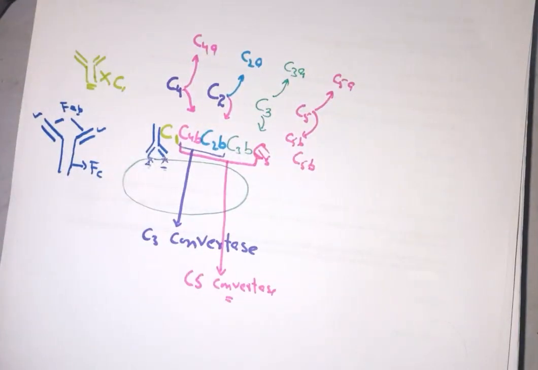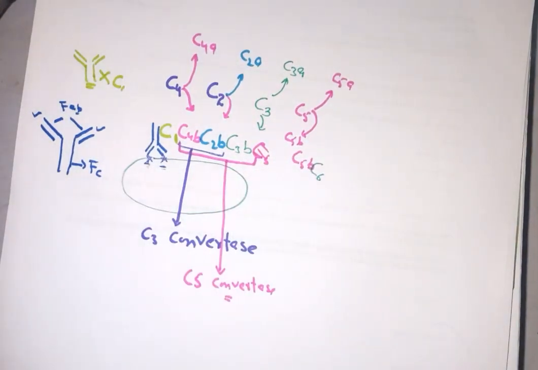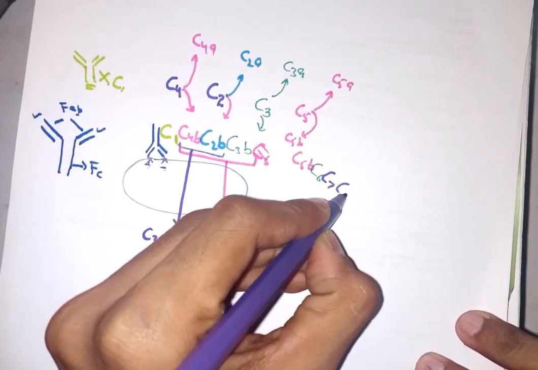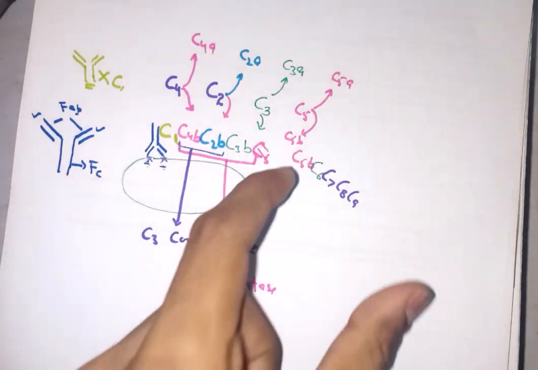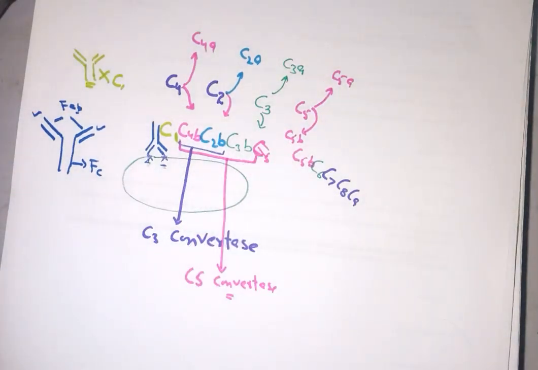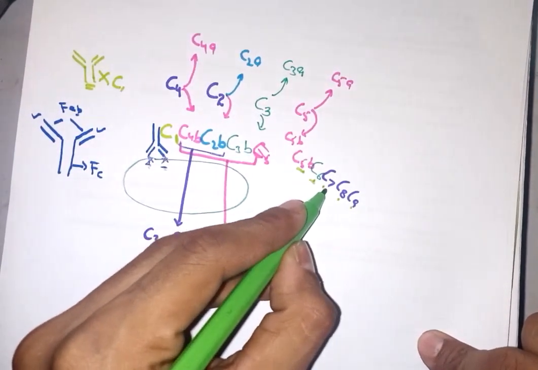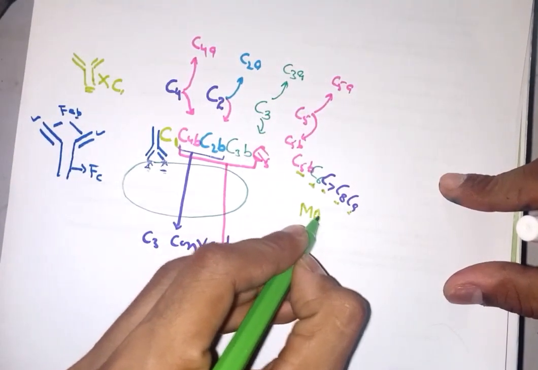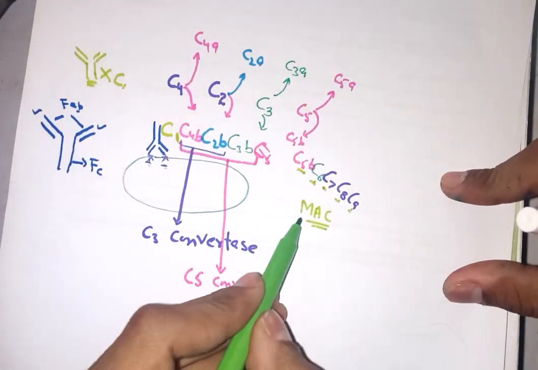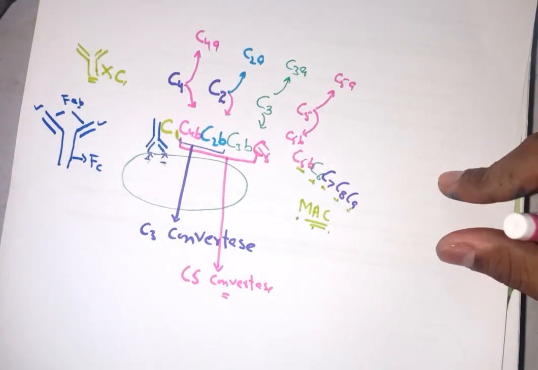Now some other complement proteins which include C6, C7, C8, C9, they will attach with the C5b and a complex will be formed. This complex of 5 proteins, 1, 2, 3, 4 and 5, is basically called MAC, membrane attack complex. It means this complex is going to attack the bacterial cell membrane.